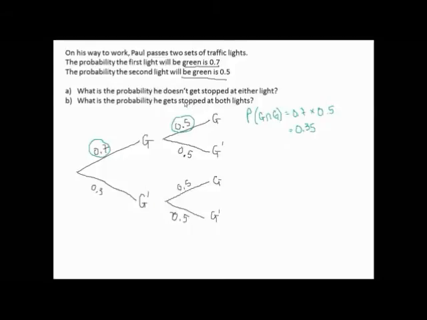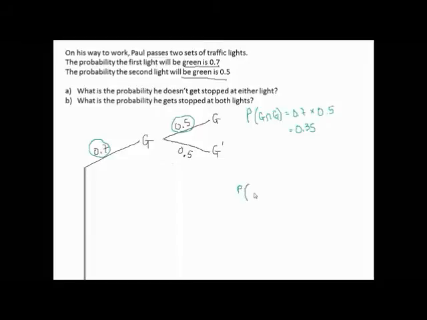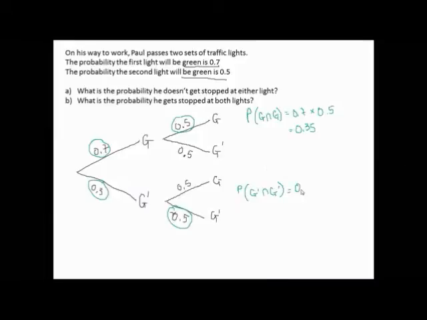And now let's look at what happens if he gets stopped at both lights. So that's not a very fun situation. So getting stopped at both lights means they're both not green. So the probability of it not being green and it's also not green is going to be 0.3 times 0.5, which is 0.15, okay, or 15%. So those are my examples of independent events. We're going to go on to dependent events now.